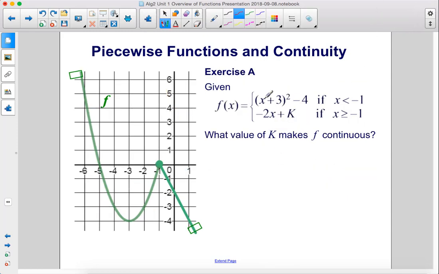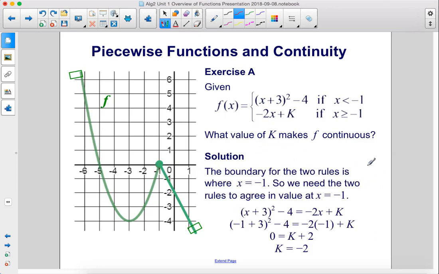Exercise A. Given this rule here, what value of k makes f continuous? Alright, so we want this line to be here. This value k is the y-intercept of this line. The slope is -2, and so what we want is for this line to go right like this and hit -2 on the y-axis. So -2 here would place this line segment in exactly the right place to make this function continuous.